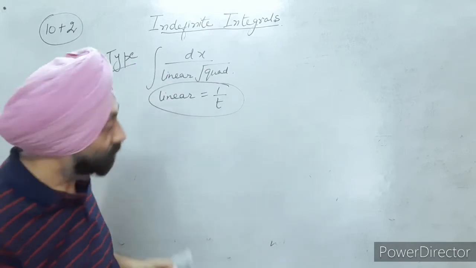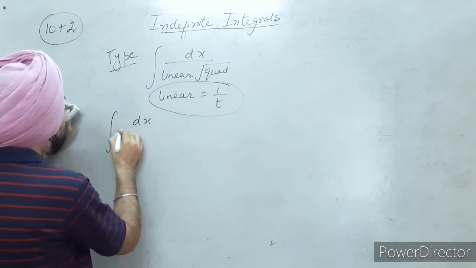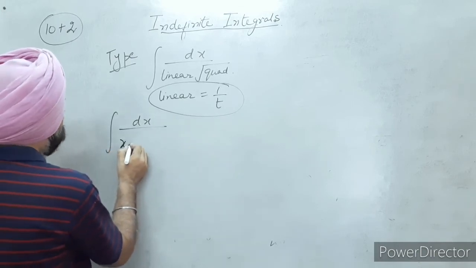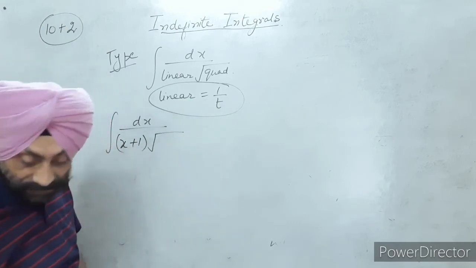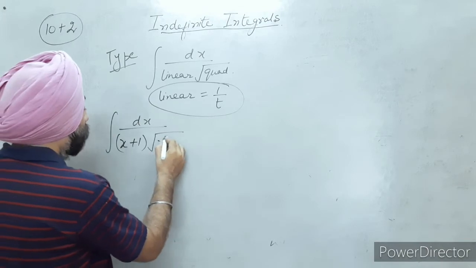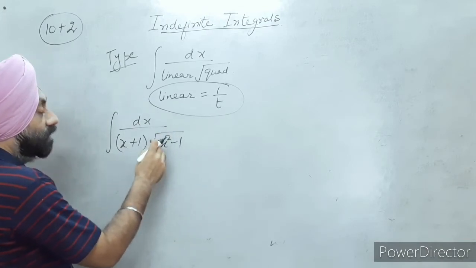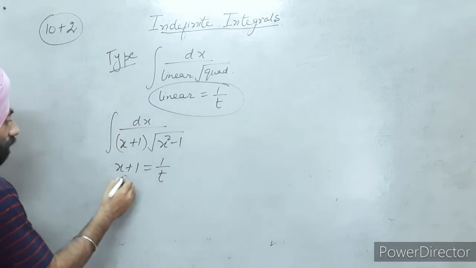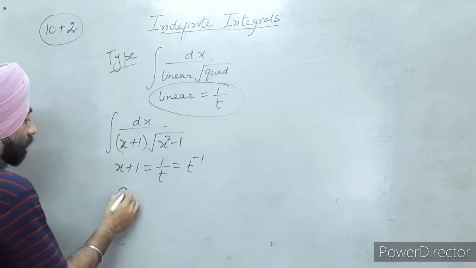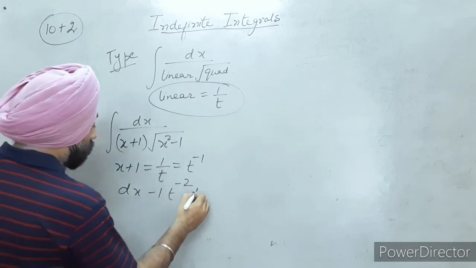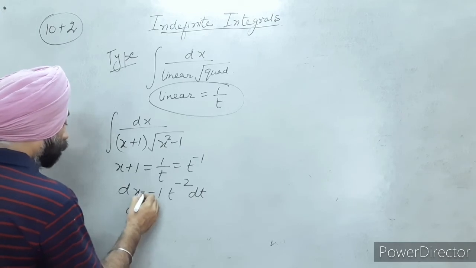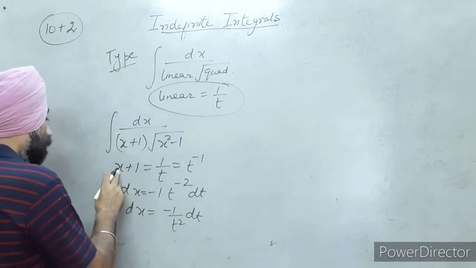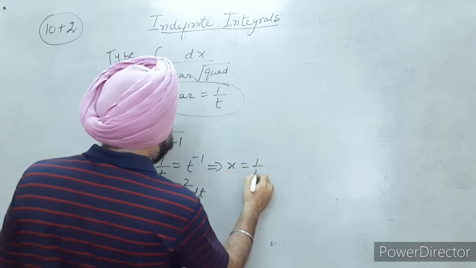Now the question is dx upon x plus 1 into under root of x square minus 1. Now this is a linear, this is a quadratic under the root. What I have to do, put linear x plus 1 as 1 over t. Now I can write this as t raised to power minus 1. So dx equals to minus 1 t to the power minus 2 dt, that is dx equals to minus 1 upon t square dt. Now substitute the value, but before that find value of x. X is 1 over t minus 1.